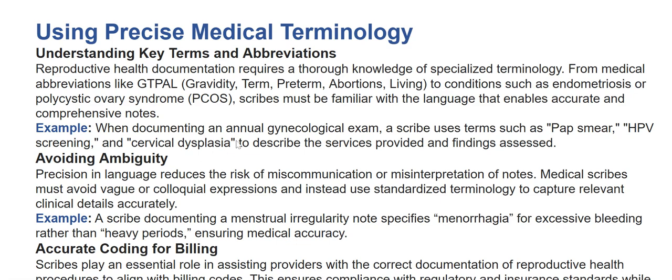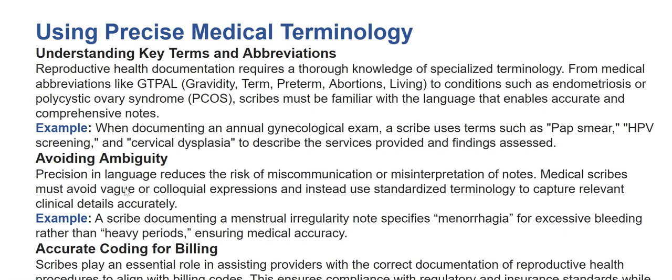Example: when documenting an annual gynecological exam, a scribe uses terms such as pap smear, HPV screening, and cervical dysplasia to describe the services provided and findings.